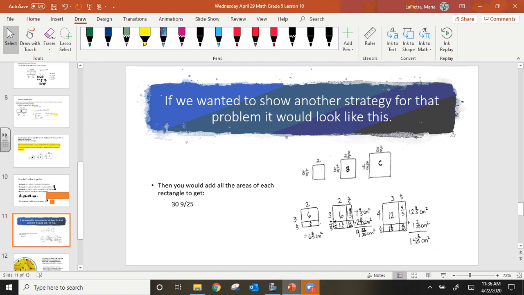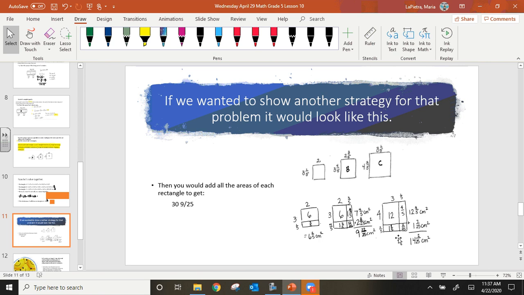Then you have 2 and 3 4/5. 2 times 3 is 6. 2 times 4/5 is 1 and 3/5. 3 times 3/5 is 1 and 4/5. And 4/5 times 3/5 is 12 over 25. And when you add those together, you get what we got for B.